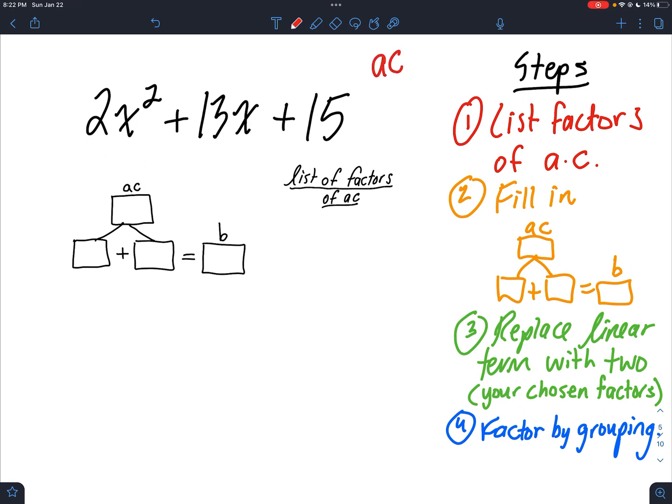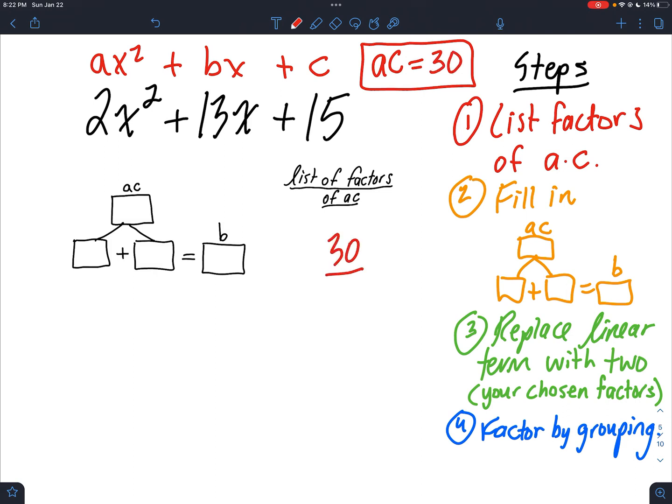Well, you got to multiply to get AC. And AC, remember this is ax squared plus bx plus c. Normally we look at the factors of c, but for this method we look at the factors of a times c, which happens to be 30. So we look at 30 and we say, all right, 1 and 30, 2 and 15, 3 and 10, 5 and 6. Those would be the factor pairs of 30.